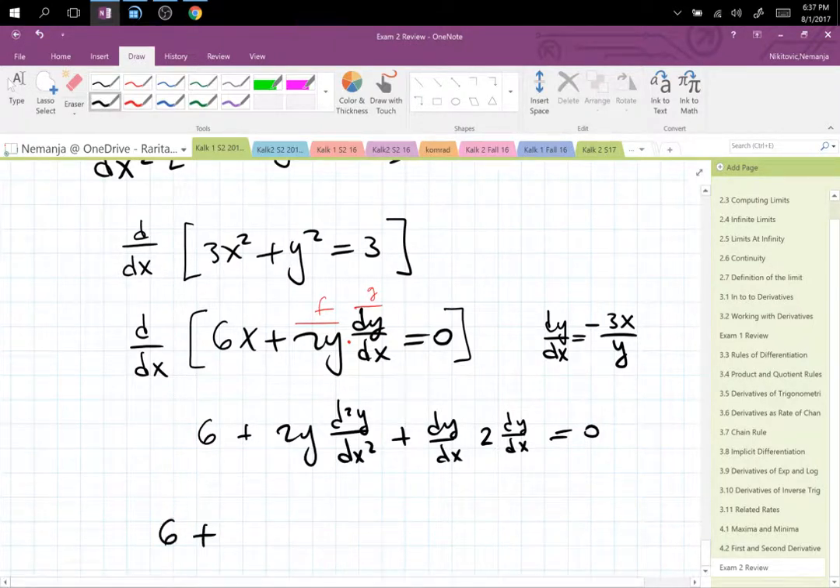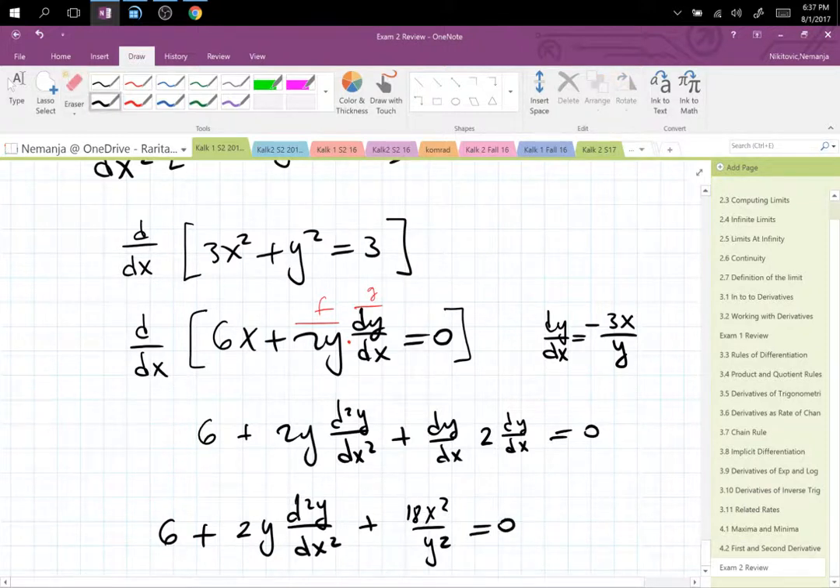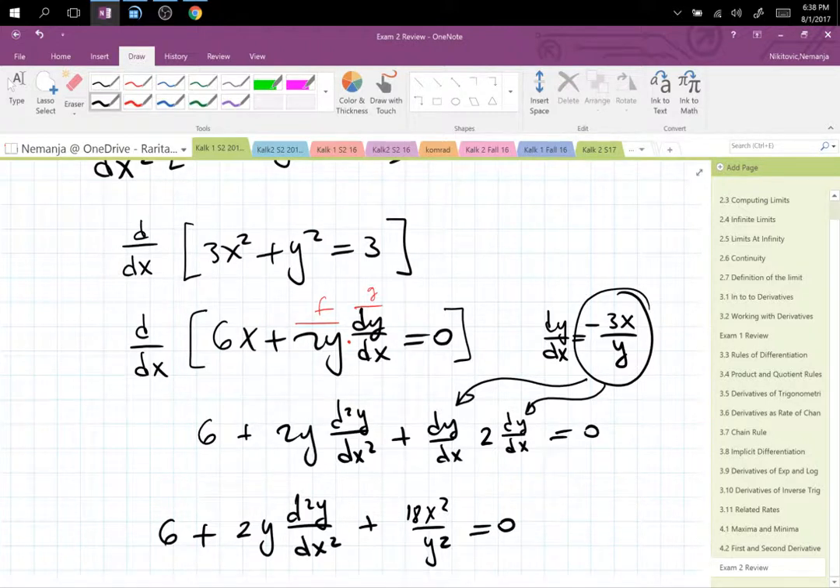So 6 plus 2y d squared y over dx squared, that's the second derivative, plus we have dy/dx squared, so that's 9x squared over y squared, and times 2, so it's 18. Wait, where did you get the 9 from? This one times itself, because this one plugs in here and this one plugs in there. Gotcha. So negative 3x times negative 3x is positive 9x squared, and then times 2 is 18x squared over y squared.